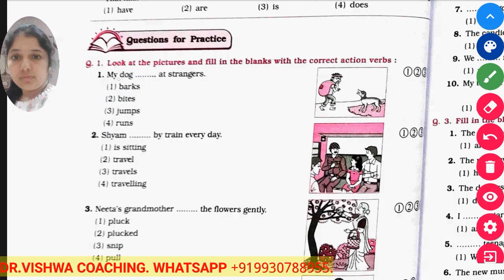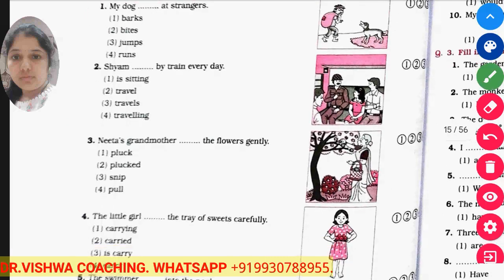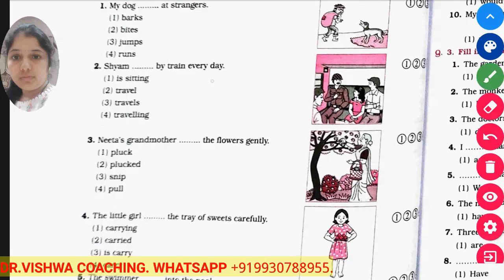Okay, and as it is a singular noun, that's why s is attached to the verb in the simple present tense. Sam dash dash by train every day. So the given options are sitting, travel, travels or traveling. So Sam is a singular person, a third person name. So the correct option will be travels. S is attached to the verb.